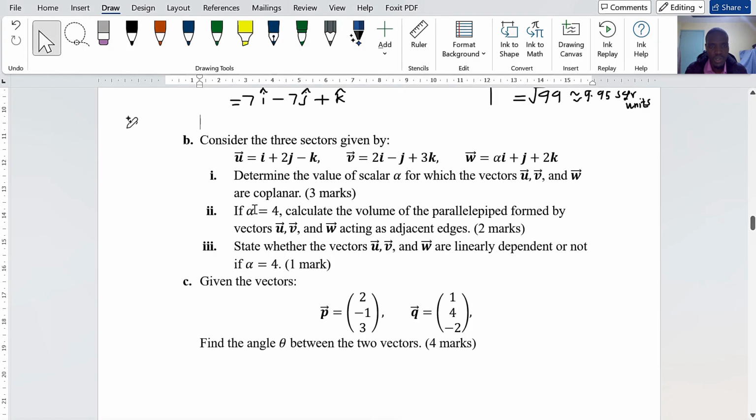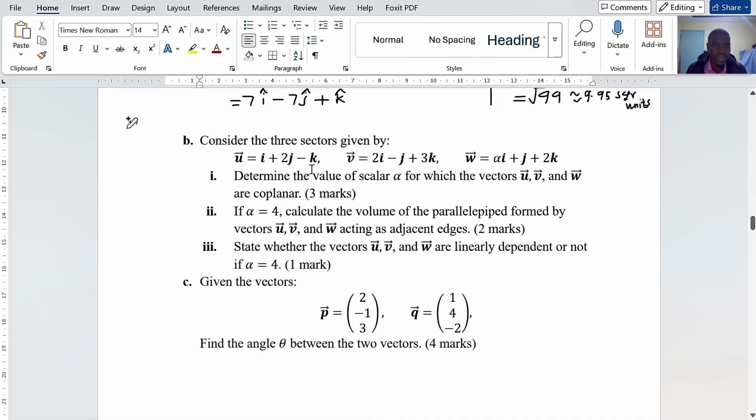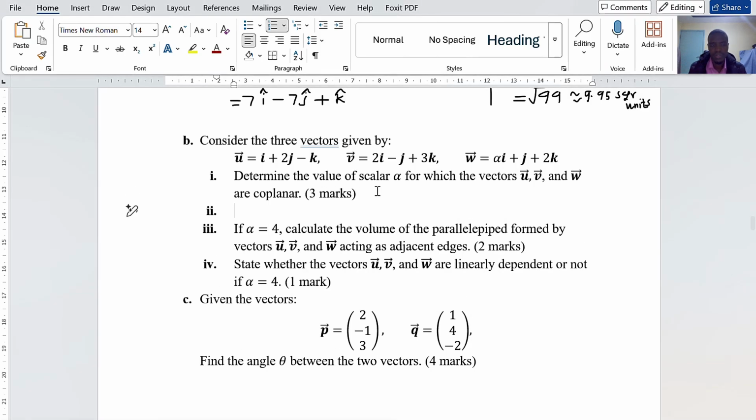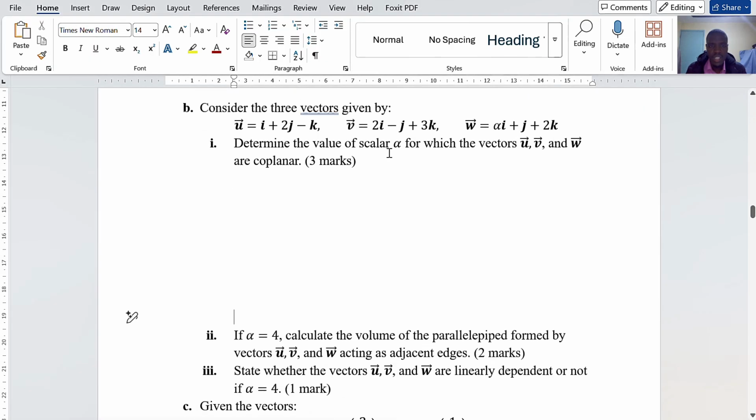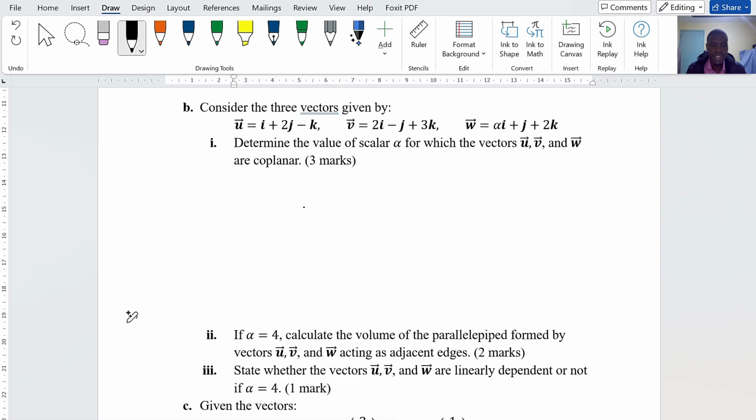Now we go to question B. Consider the three vectors. Let me correct this typo. Consider the three vectors given by all this. Determine the value of scalar alpha for which the vectors u, v, w are coplanar. Very nice. So vectors are coplanar, another important thing.